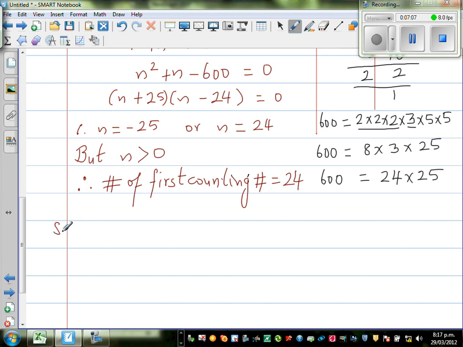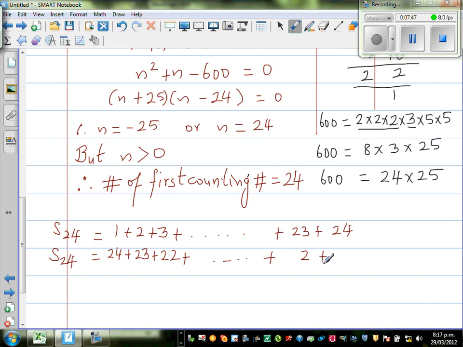So let us write S24. Can I write S24 as 1 plus 2 plus 3 plus dot dot dot plus 22, 23, plus 24? Okay, so these are the first 24 numbers. Now I'm going to write S24 in the reverse order: 24 plus 23 plus 22 plus dot dot dot plus 2 plus 1. Okay. So I'm going to add these two groups of numbers.